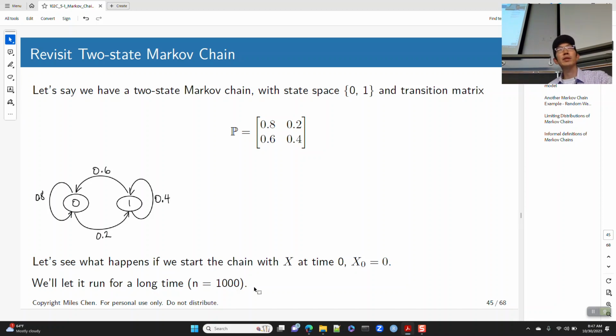So to bring about this idea of a limiting distribution, let's revisit the two-state Markov chain. This time I've got slightly different probabilities. I've got state 0 and state 1, and these will be our transition probabilities. If we're currently at state 0, we'll return to state 0 with probability 0.8. If we're currently at state 0, we'll transition to state 1 with probability 1. And if we're currently at state 1, we will return to state 1 with probability 0.4, and we will transition to state 0 with probability 0.6. Looking at this, if we were to allow this Markov chain to run for a long time, are we going to end up in state 0 or state 1 more often?